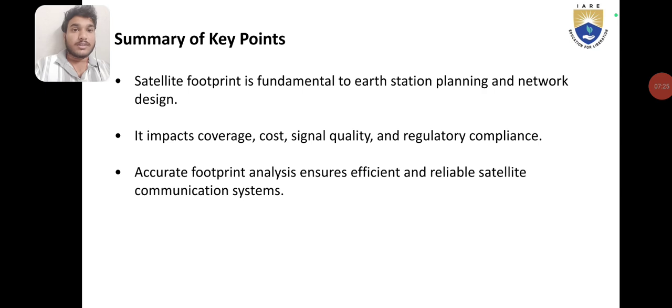Summary of key points. Satellite footprint is fundamental to Earth station planning and network design. It impacts coverage, cost, signal quality, and regulatory compliance. Accurate footprint analysis ensures efficient and reliable satellite communication systems.